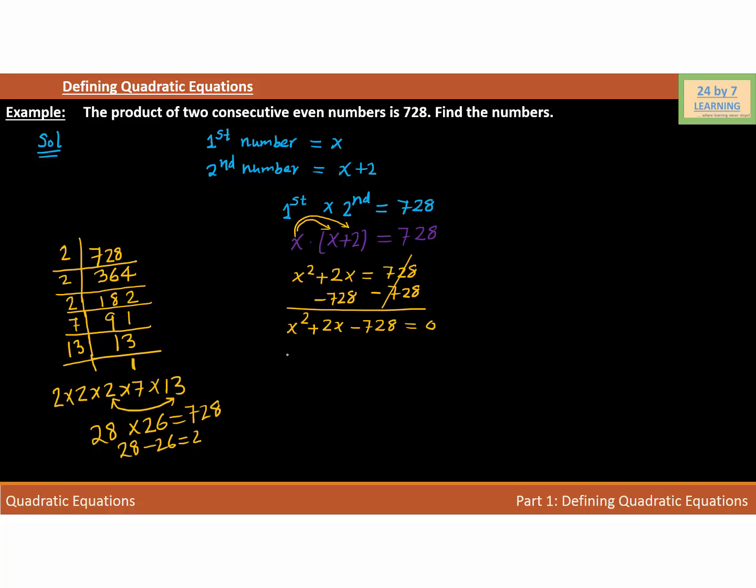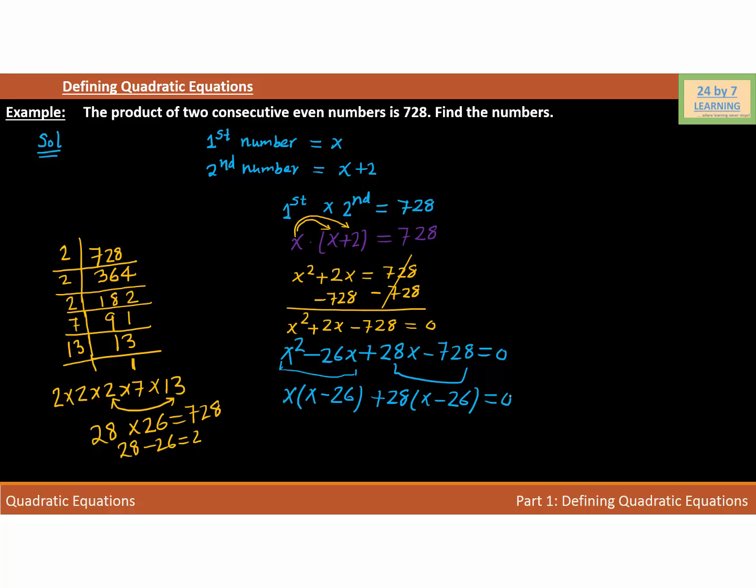So let's rewrite this quadratic equation. I will write x squared minus 26x plus 28x minus 728 is equal to 0. I'm going to take these two terms together, and then I will take these two terms together. If I take the first two terms together, I have x common, so I will write x common, and inside the bracket I have x minus 26. And if I take 28 from the last two, I will also get x minus 26 inside the bracket, and this whole thing is equal to 0.